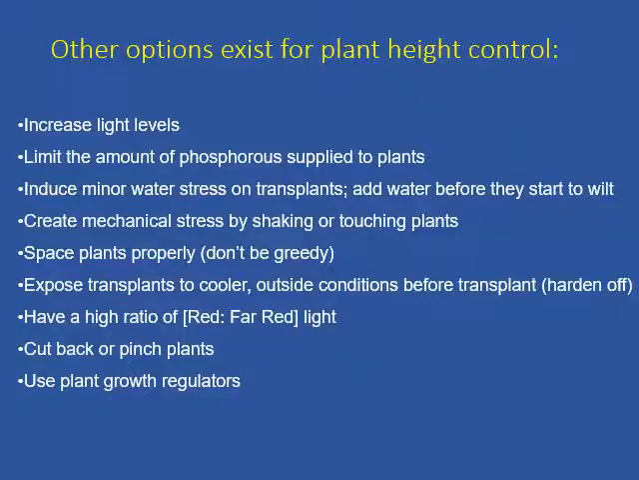Cooler outside conditions before transplanting or hardening off. That's possible, maybe more of a nursery application. From the lighting perspective, we'll talk more about this as we go through the program. But red to far red, you want that high red ratio to keep the cuttings compact. You'll notice the lights over our propagation bay have a lot of red in them, and that will help to keep plants compact in that area. You can also pinch, like on the poinsettias, but that costs money because you're paying someone to pinch, and pinching can be inconsistent. And then, of course, we've also mentioned growth regulators.